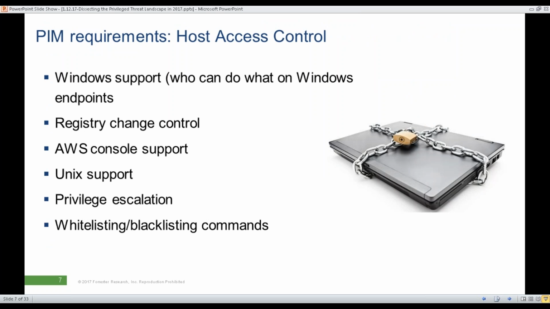Host access control. This is the third very important area of privileged identity management. It's all about privilege escalation and really locking down an endpoint, i.e. a desktop system, laptop, or PC of an end user, right? And making sure they're not able to render their installed image unusable because they installed some unauthorized package, introduced some virus, made registry changes, etc.